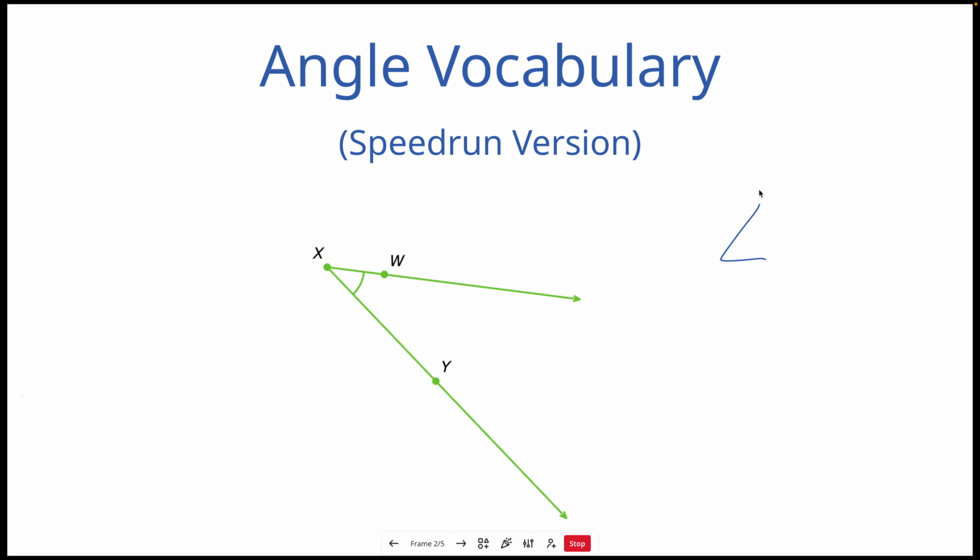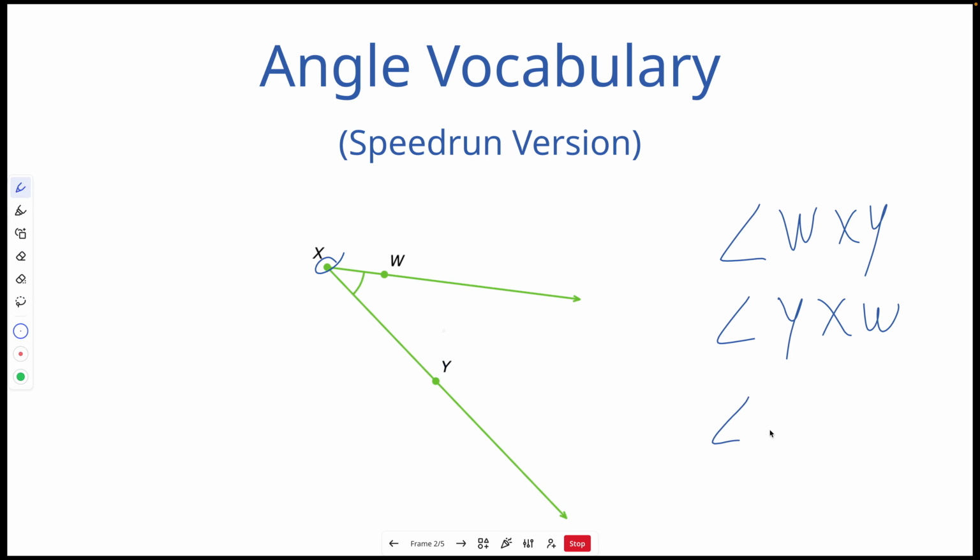So the way that you name this angle mathematically, you use a symbol, okay? So you draw this symbol, and the first name would be WXY. So starting from an outside point, going to the center, and then finishing on another outside. The second name that you could give it is just the reverse of the first one, so YXW.